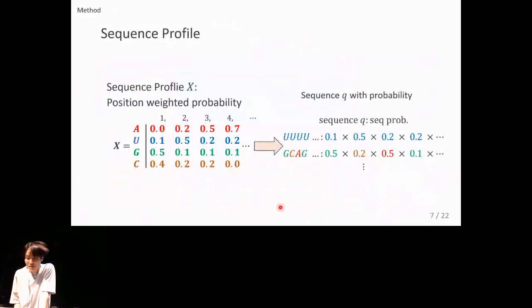Here, I describe the sequence profile X. The sequence profile is a position-weighted probability matrix like this, where I's vector indicates the probability of I's nucleotide in the sequence. For example, the probability of generating GCAG is like 0.5 times 0.2 and so on.